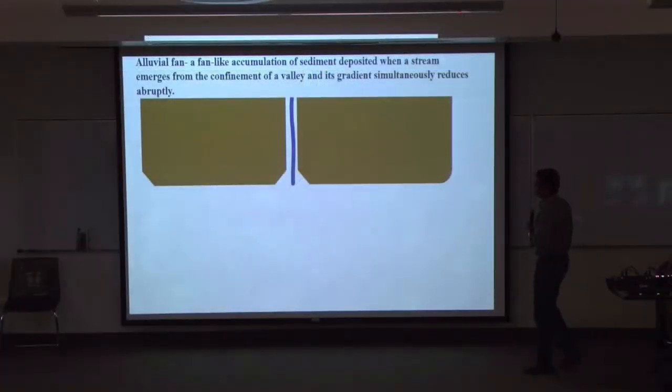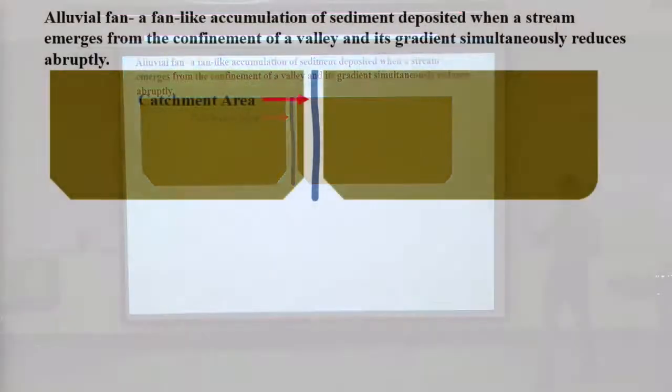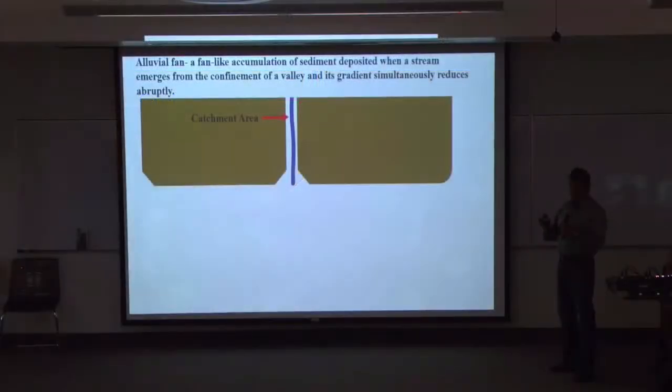So this is a stream that's coming out of a confinement. The confinement could be a canyon, it could be a valley, it could be a hill. That water is flowing through the valley of a hill or a canyon or a mountain valley. As it's moving through this confinement, this is referred to as the catchment area. As the water is flowing, it's eroding sediments out. And when it reaches this point, which is where it opens out into the valley, two things happen.